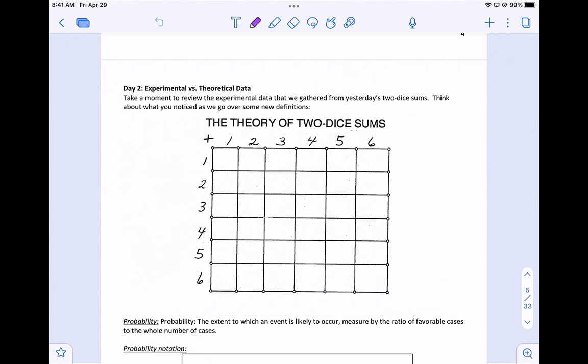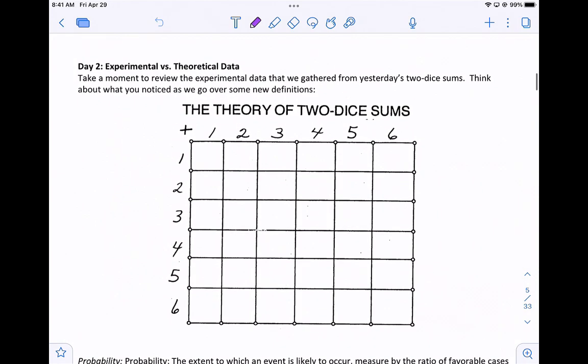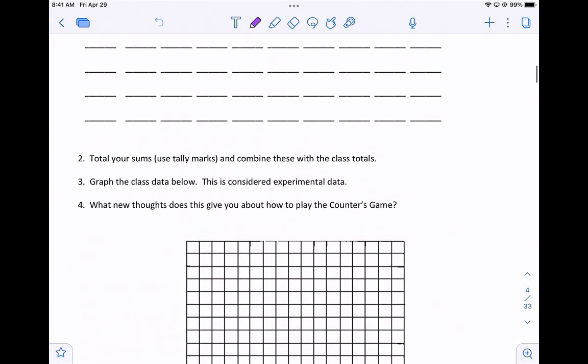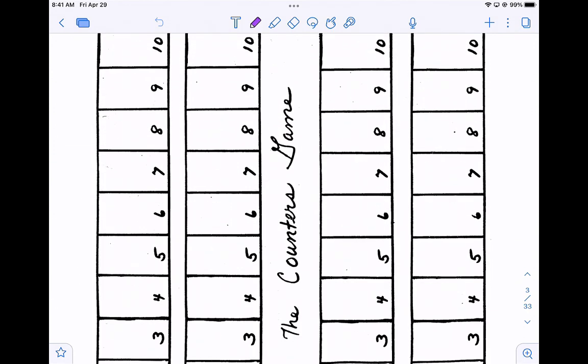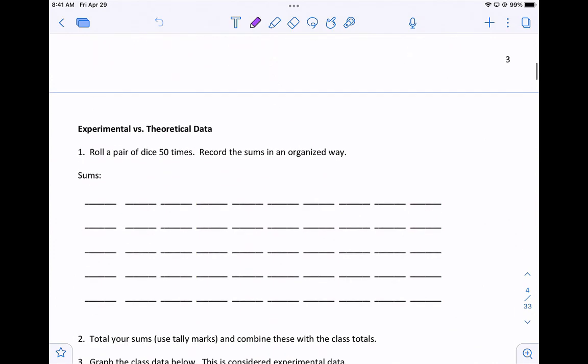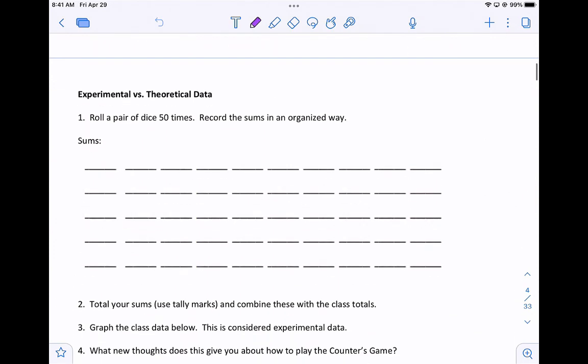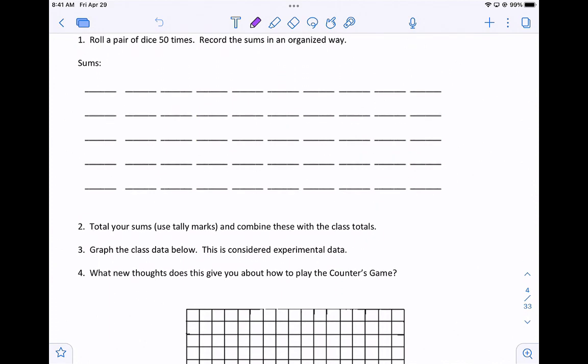So yesterday we took some time to play a game and gather experimental data of two dice sums and figure out what is the best strategy for playing counters game. And we learned that when we roll a pair of dice 50 times, the number 7 appears the most often. And so that's experimental data, when we gather the data and look at that.